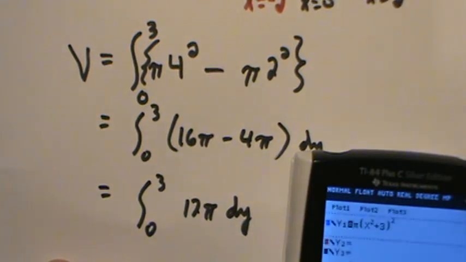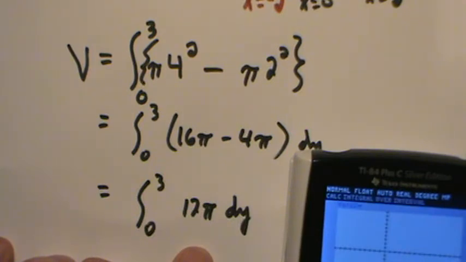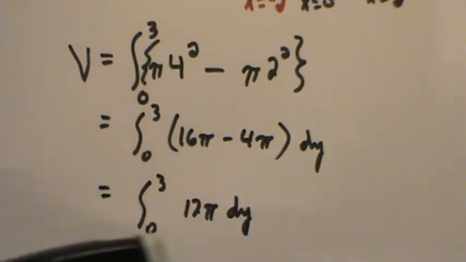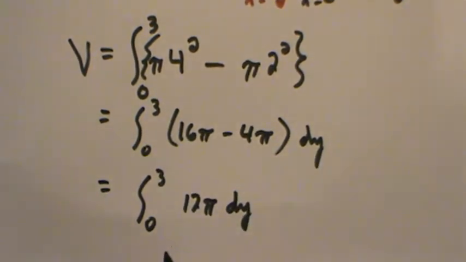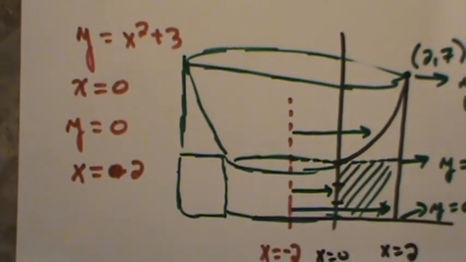And so I go 12 pi, second calc, option 7, and I want to go from 0 to 3. And that gives me 113.097, plus, now I have to figure out what's happening with this other region, because I'm going to have to revolve that now.